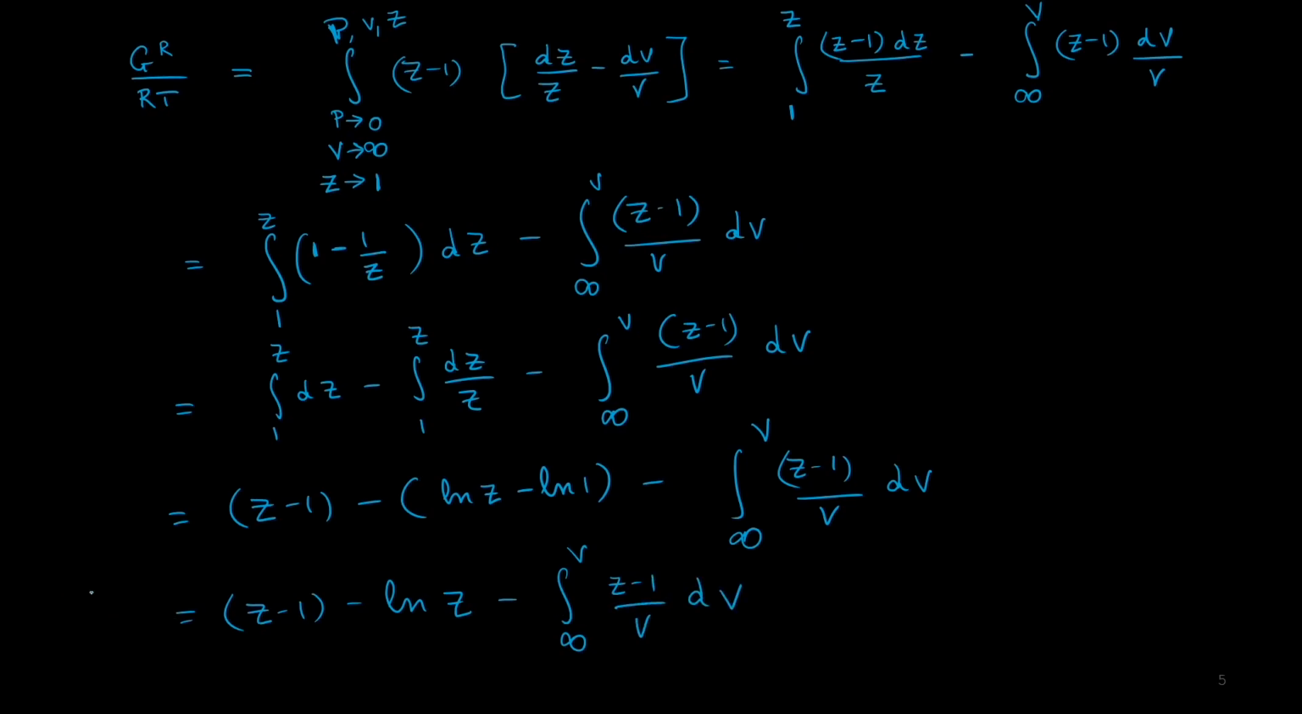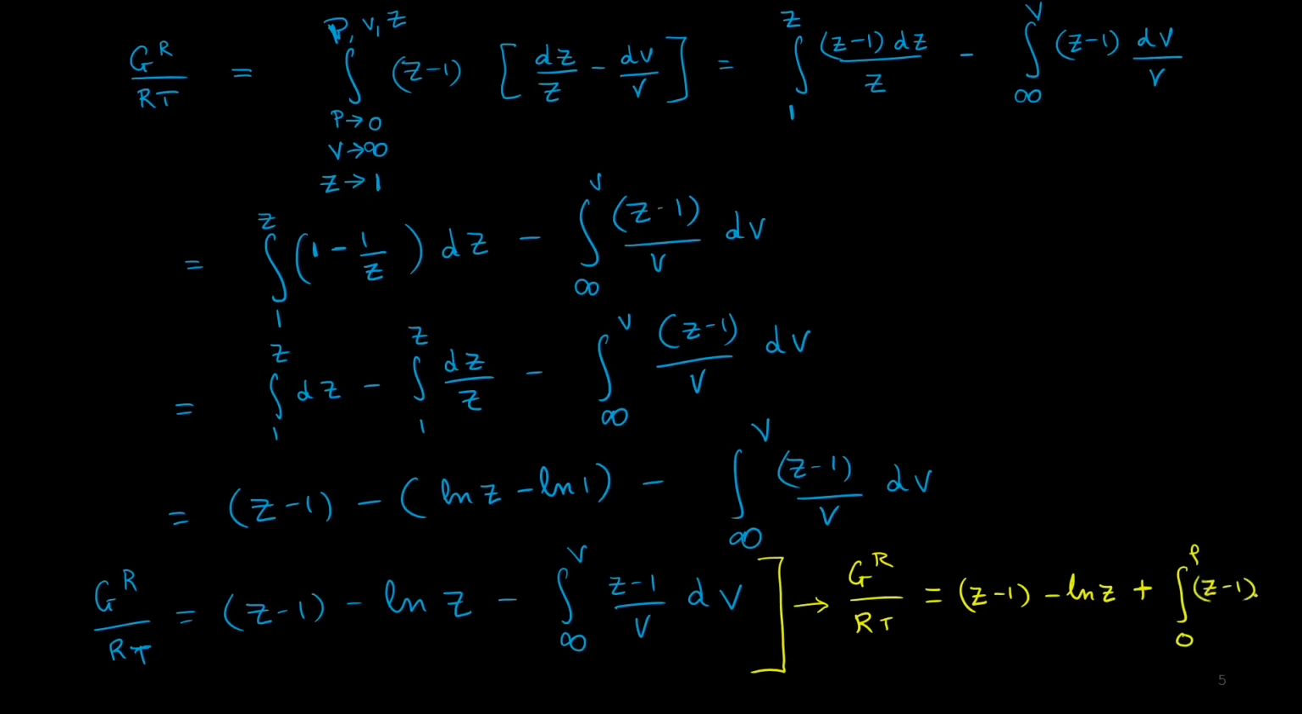So what we have done in that sense is changed the variable that it needs to be integrated. We have changed it from P to V. In some textbooks, the integral is confusing in terms of infinity. For some people, it might help to think of it in terms of density rather than volume. I can write the same equation as Z minus 1 minus ln Z plus the integral of 0 to rho, (Z minus 1) d rho over rho.